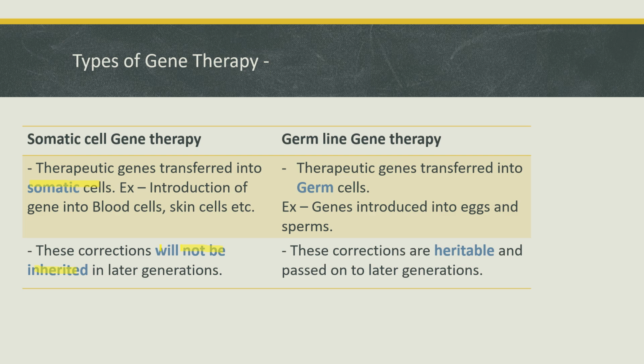So what are germ cells? These are the cells which are involved in reproduction. That means eggs and sperms. As these cells take part in reproduction, the corrections that are made in germ cells are inheritable and passed on to later generations, because we know that the offspring carries genes from their parents. Therefore, these changes are inheritable and passed on to later generations. So this is about the types of gene therapy.